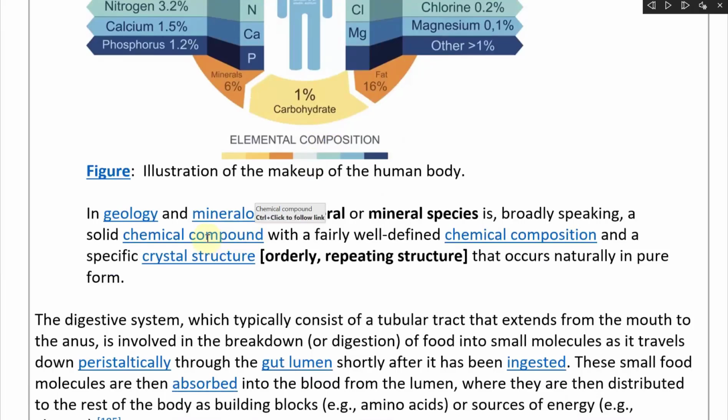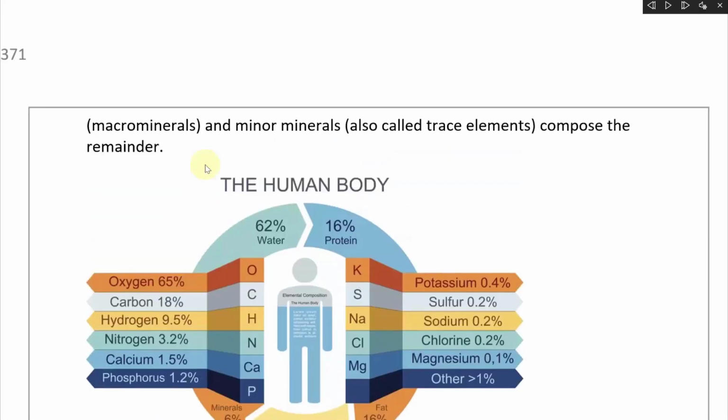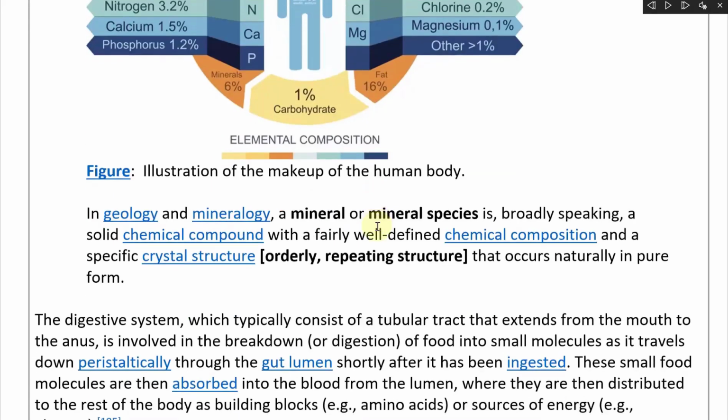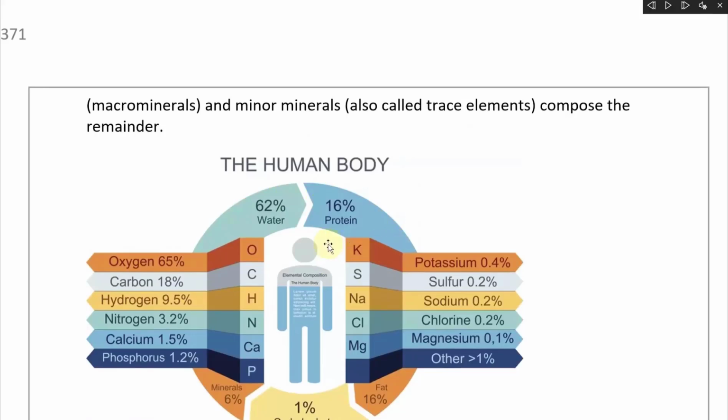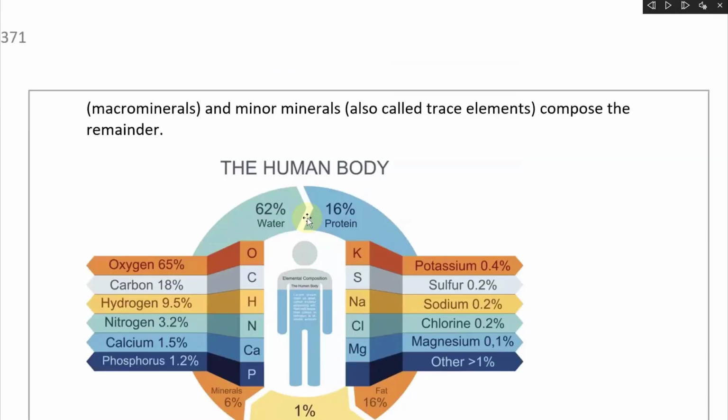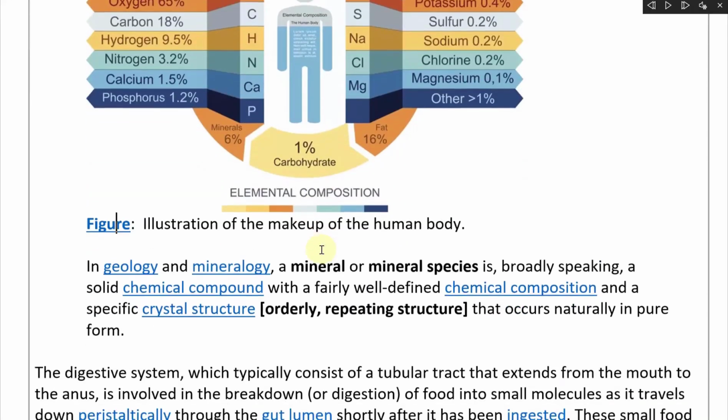In geology and mineralogy, just to illustrate the difference from minerals in the human body or animal organisms, a mineral or mineral species is, broadly speaking, a solid chemical compound with a fairly well-defined chemical composition and a specific crystal structure, an orderly repeating structure, that occurs naturally in pure form. Essentially, a solid crystalline chemical compound with a well-defined composition, as opposed to the trace elements or small amounts of elements inside the organism, in this case humans.